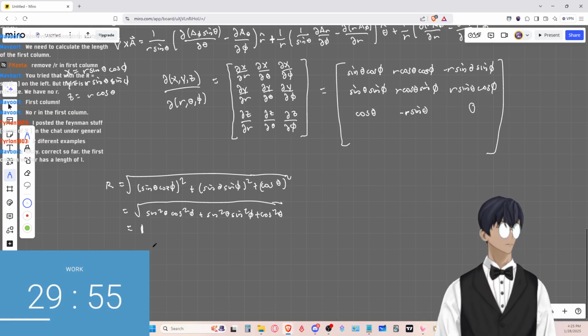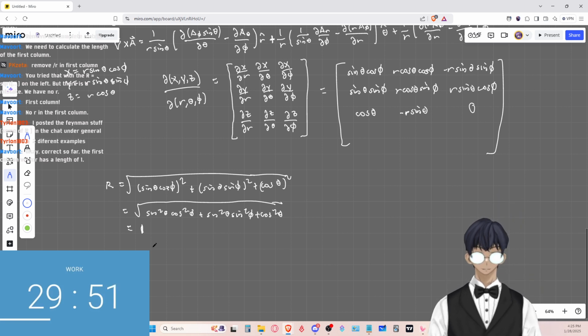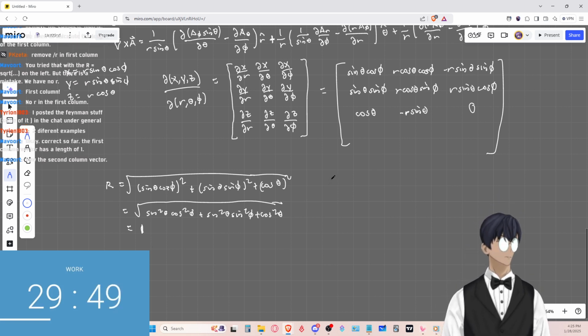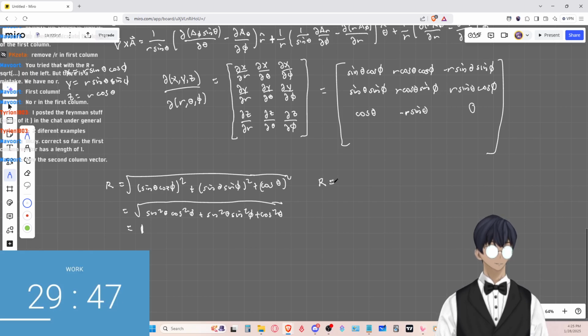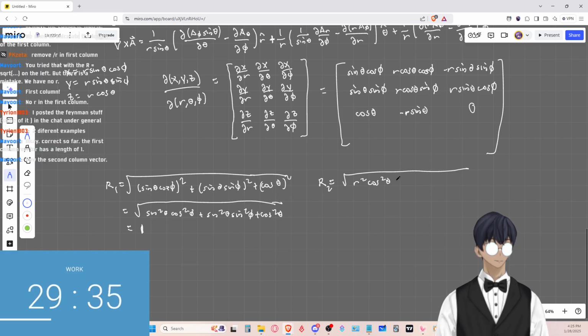Okay, correct so far. The first column vector r is length 1. Right. So then I'm guessing you want to do the second row, right? Yeah, the second row. That's what I thought. So we'll just put R2 and R1. Make it easier. And this one is definitely going to have R's in it.